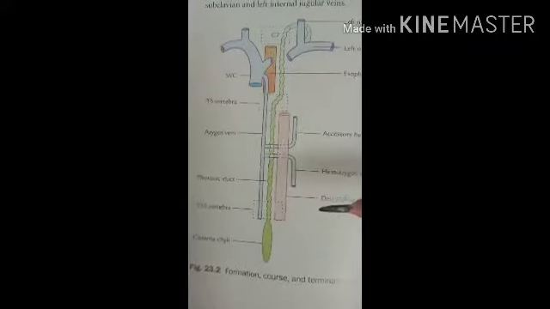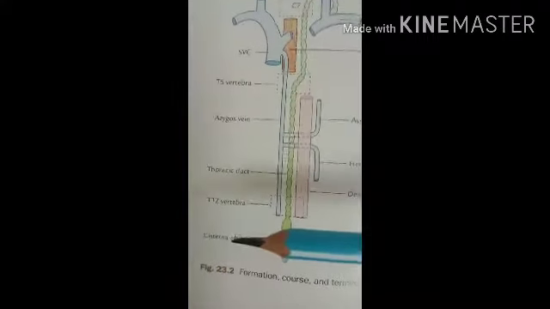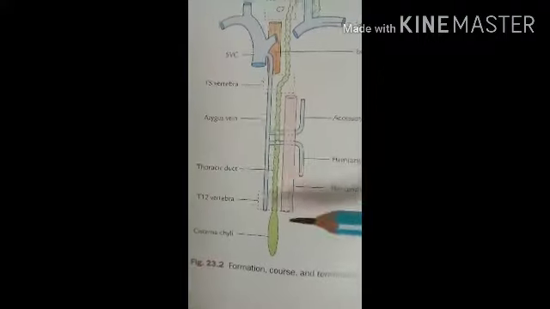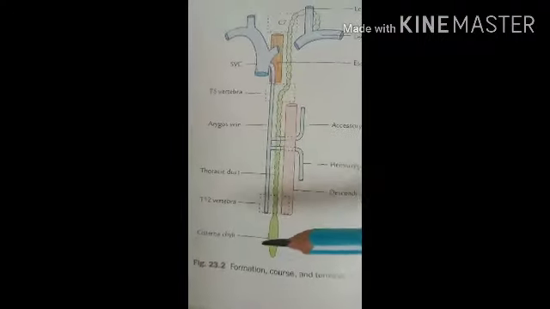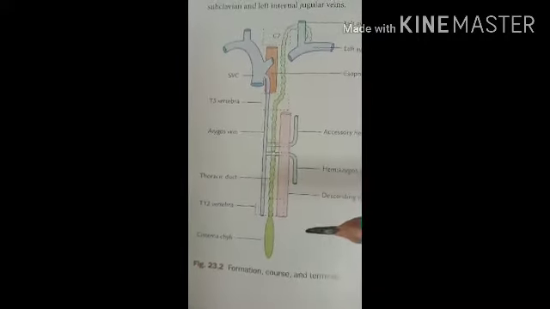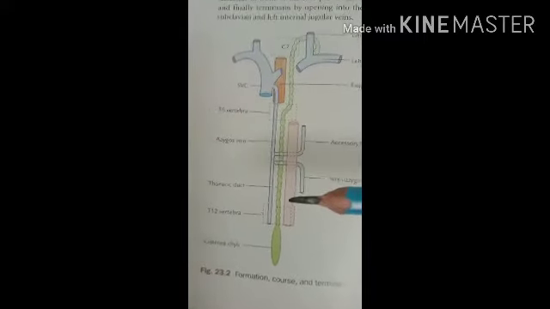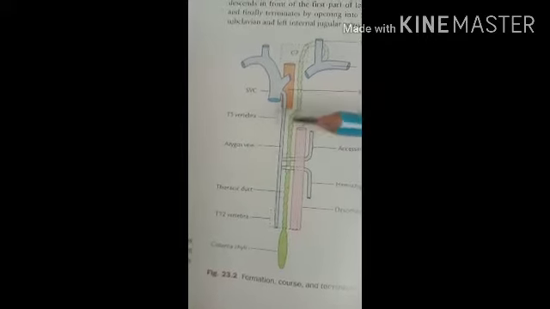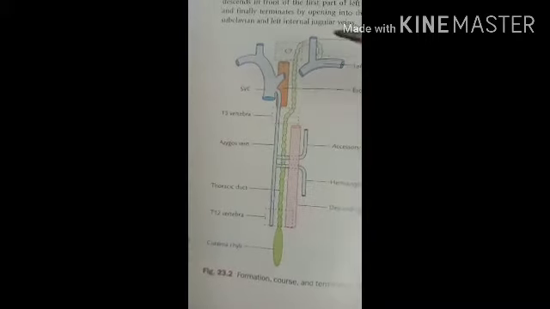It begins as the continuation of the upper end of the cisterna chyli. Here you can see the cisterna chyli. Near the lower border of the 12th thoracic vertebra, it enters the thorax through the aortic opening. So from the abdominal cavity, it enters the thorax through the aortic opening of the diaphragm.